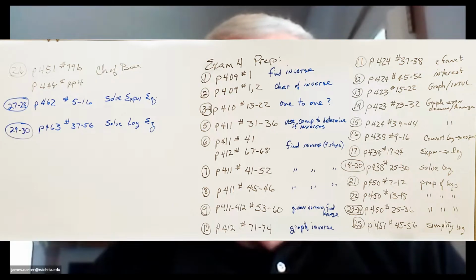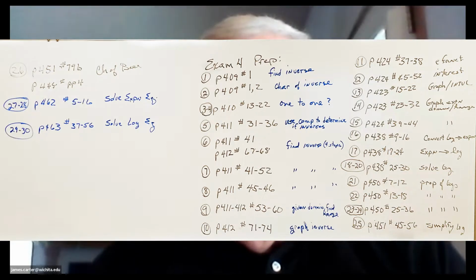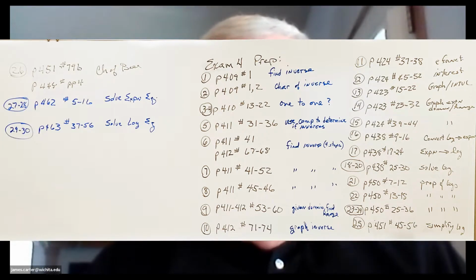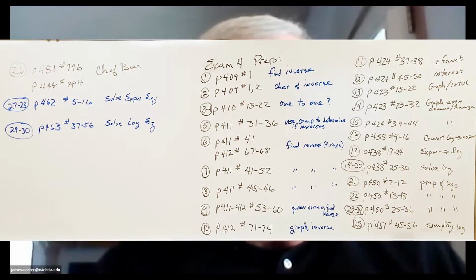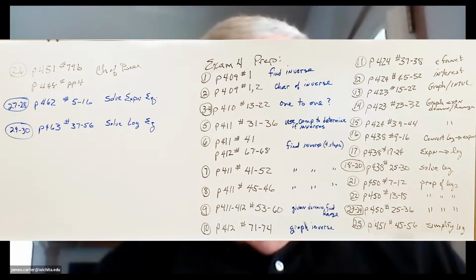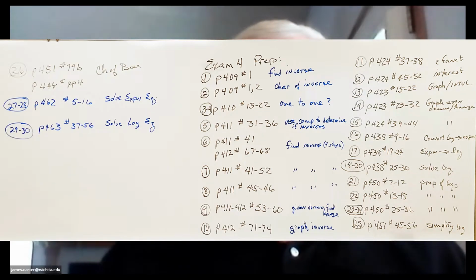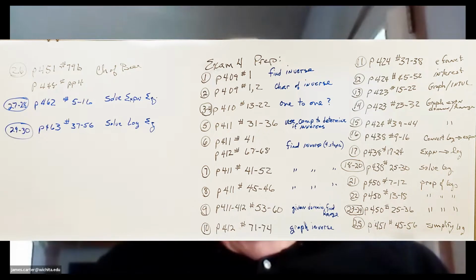We've moved from expressions now to equations. Write the solution set with the exact solutions. Give the approximate solutions to 4 decimals if necessary. Okay, so on these, number 27, the citation is 4.5.4. And with that, you've got page 462, problems 5 through 16. That is the same citation for number 28.